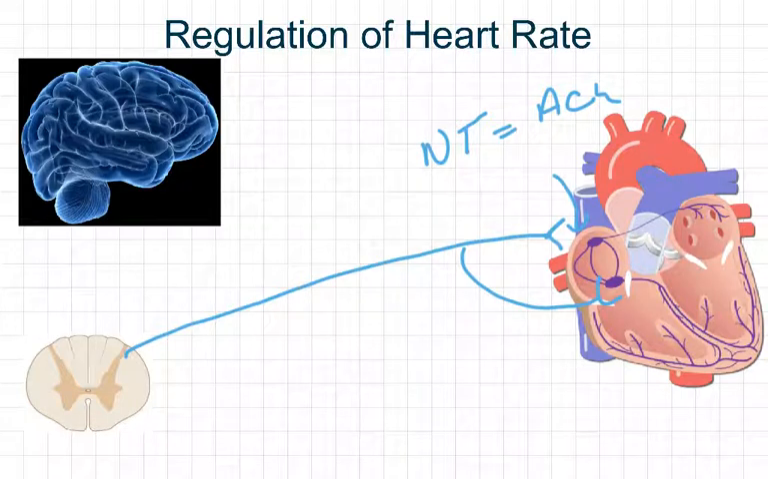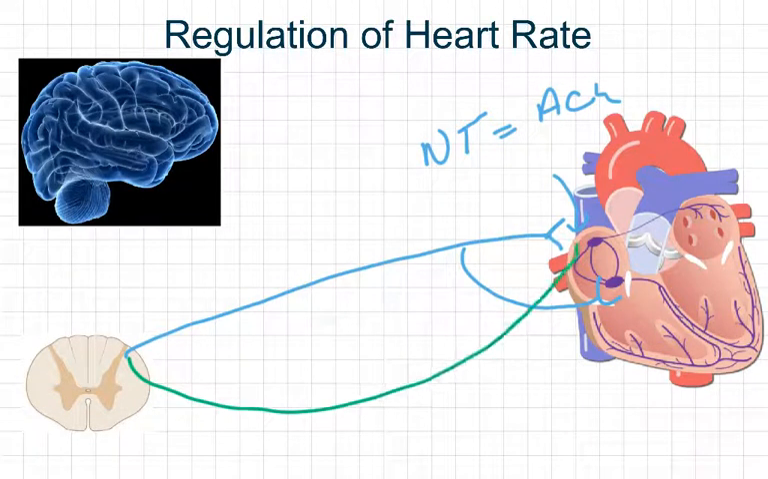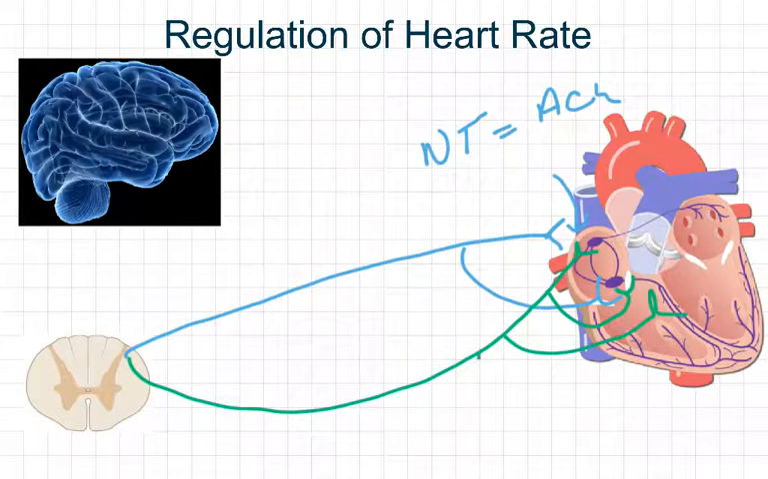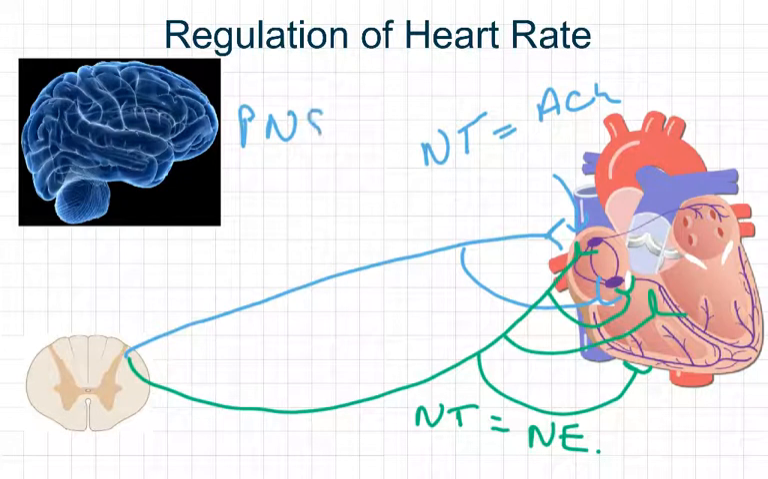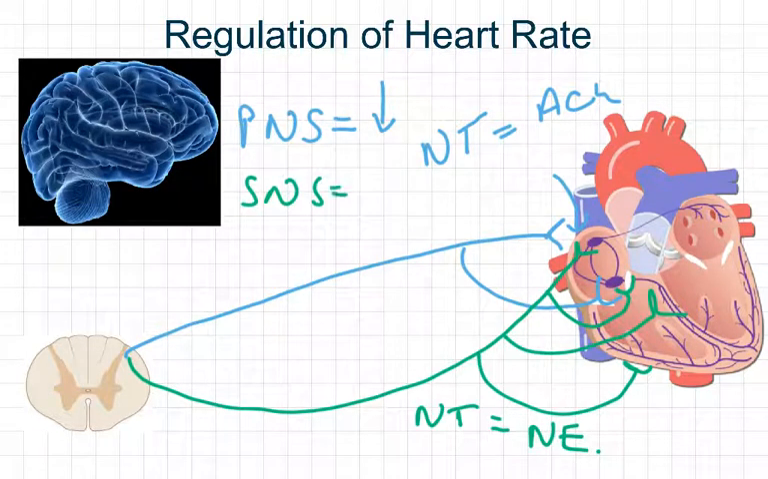And with our sympathetic nervous system, when that communicates with the SA-AV node, the bundle branch, and the Purkinje fibers, the neurotransmitter is norepinephrine. And why is this important? Because when we look at the parasympathetic nervous system, we know that it reduces activity, whereas with the SNS, it causes an increase in activity.